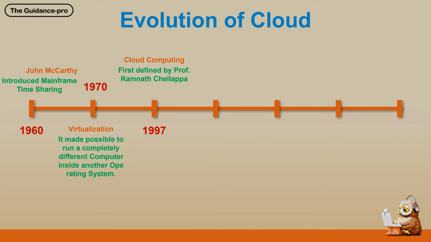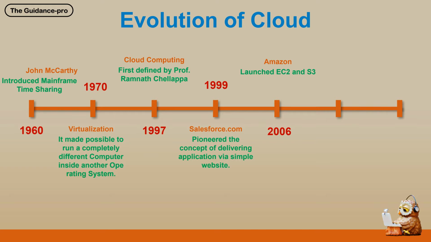Next, in the year 1997, the term cloud computing was first originated and defined by Professor Ramnath Chellappa of Emory University and University of Southern California. Whereas in the year 1999, Salesforce successfully delivered an application via a simple website. And in the year 2006, Amazon launched Elastic Compute Cloud EC2 and Simple Storage Service S3.